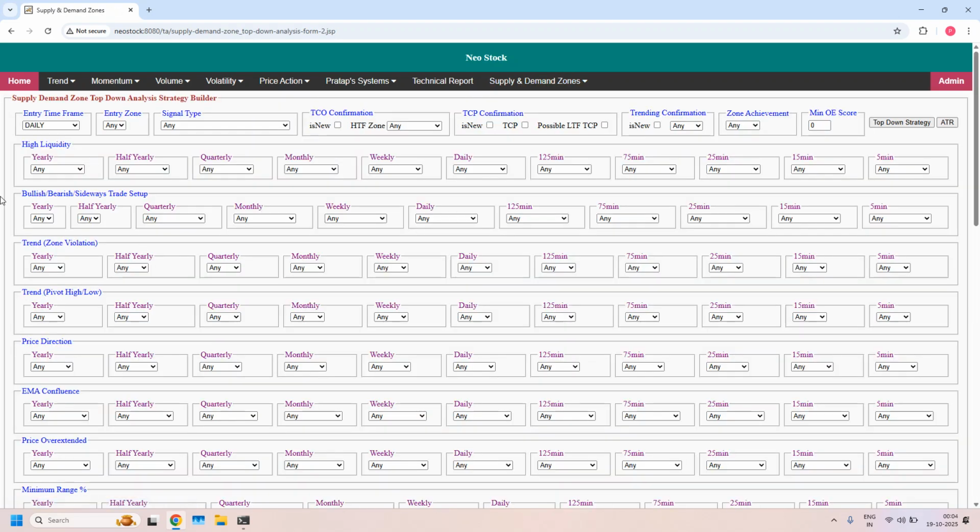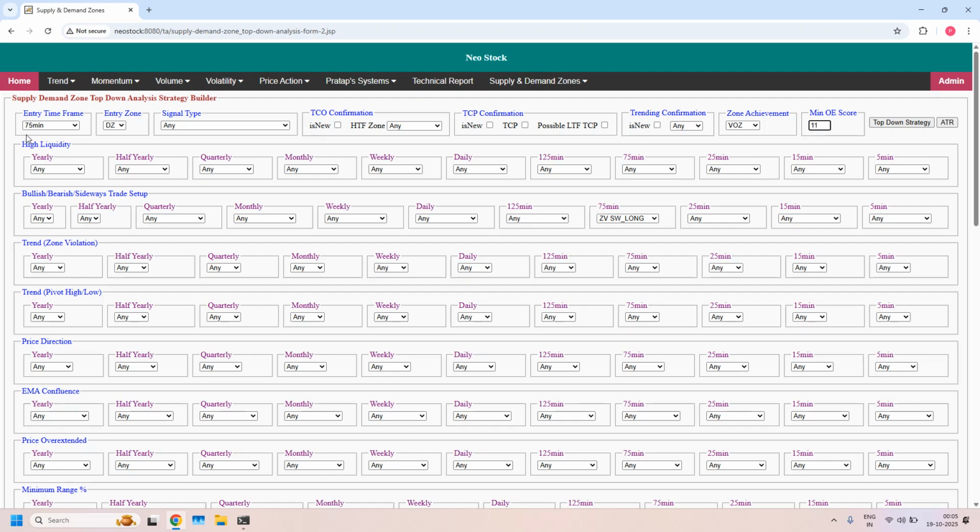Weekly income trade, sideways long trade setup, entry time frame 75 minutes, entry zone demand zone. Sideways long trade setup at bullish or bearish or sideways at 75 minutes entry time frame. I am selecting sideways long. Zone achievement violated opposing zone. Minimum order enhanced score 11 for sideways. And this 75 minutes demand zone should not be pierced. Now I am not allowing pierced zones.